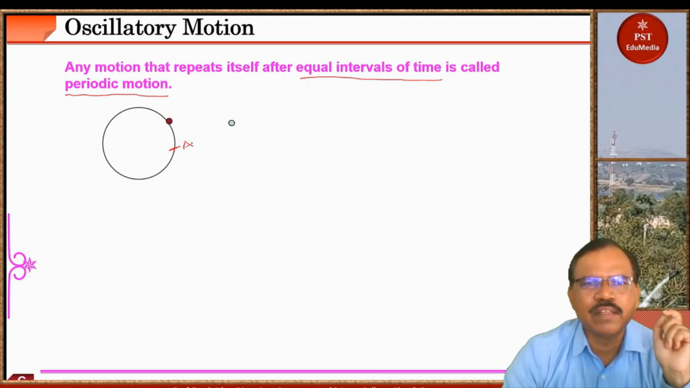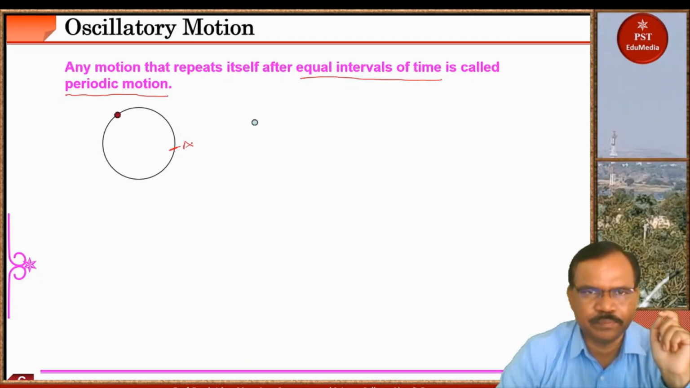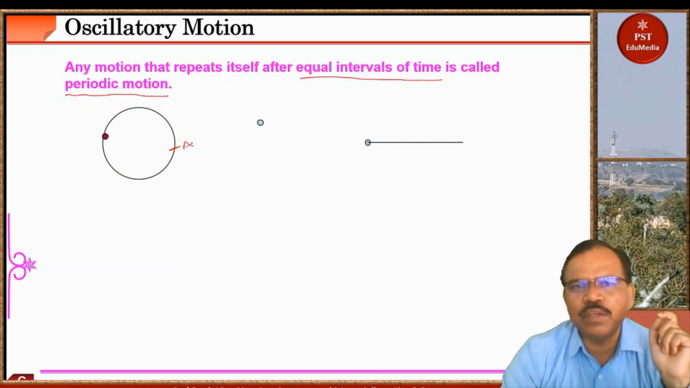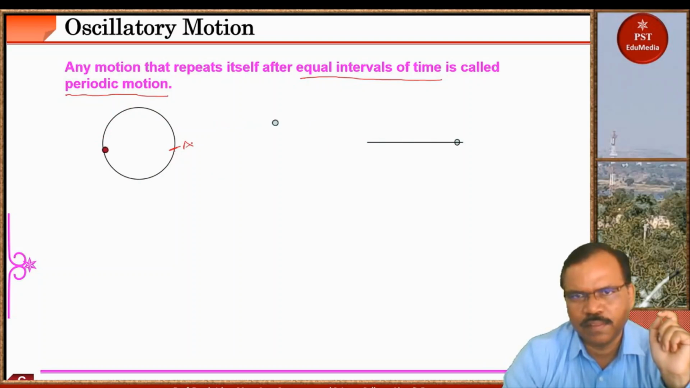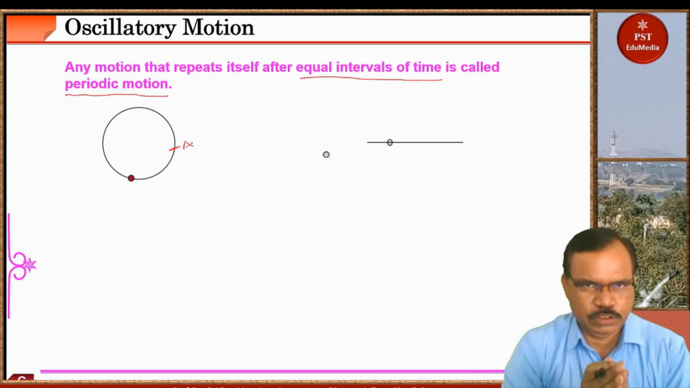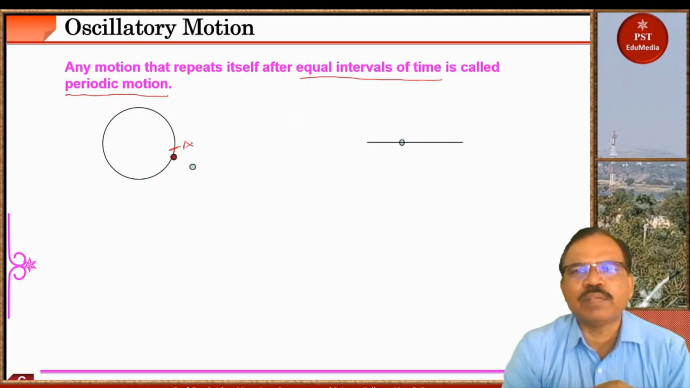If we take this, it is also periodic motion. It is repeating itself. This is also periodic motion. So I have shown you three different motions, and all are periodic motions because they are repeating after certain intervals of time.